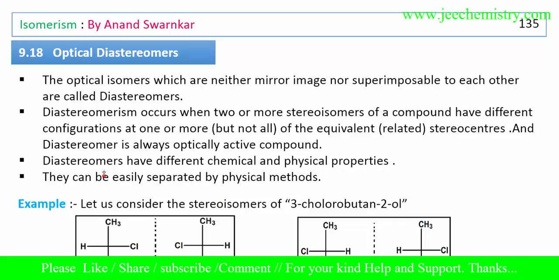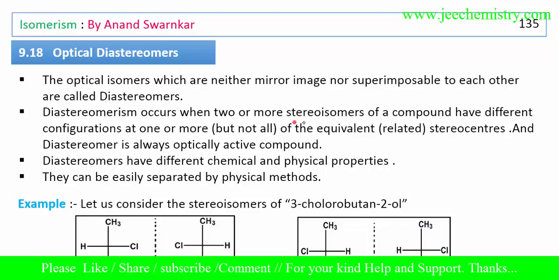Optical diastereomer. First of all, we will learn about the definition and some important points. Then we will go into examples of optical diastereomer. Optical isomers which are neither mirror image nor superimposable to each other are called diastereomer. Optical diastereomers are simply diastereomers.